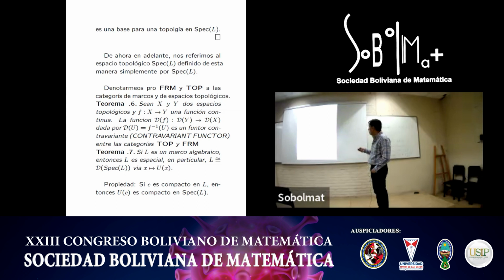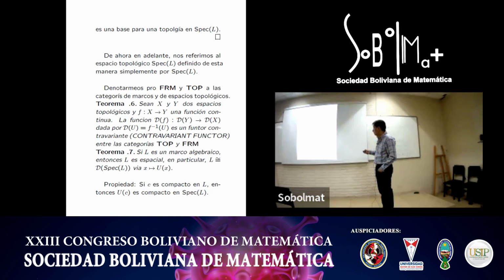Nuevamente, disculpen, cuando dije que este es el certificado de que me permite que haya un puente entre topología y marcos, es este. So, and this works as follows. X and Y are topological spaces. We consider a continuous function from X to Y. The function D of f defined this way. So to every open u in Y, we define the inverse image of u under f.